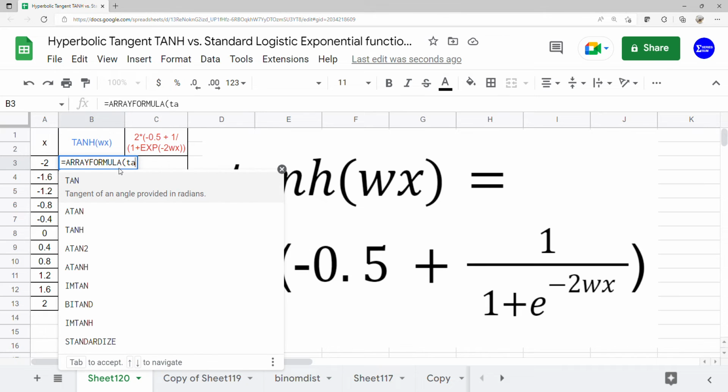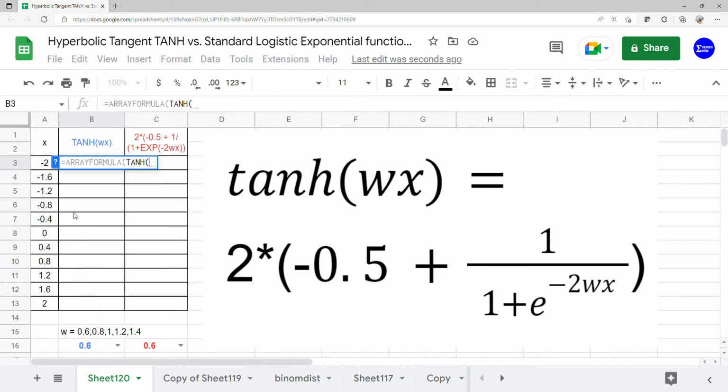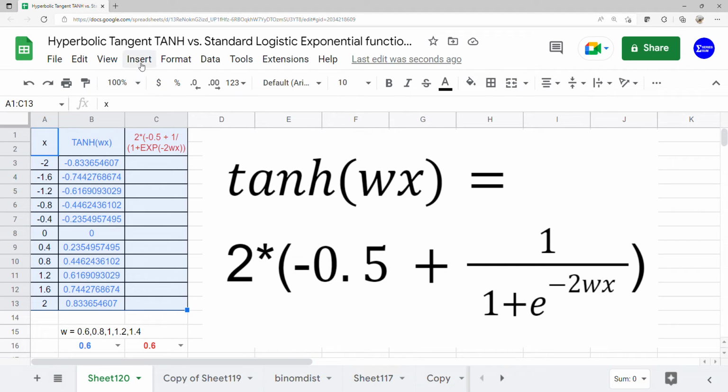Hyperbolic tangent, w times x. We continue with the standard logistic function, starting with the exponential function. But before we do that, we chart this. We can also chart this. Insert chart.